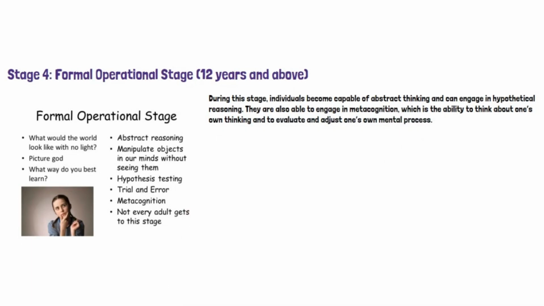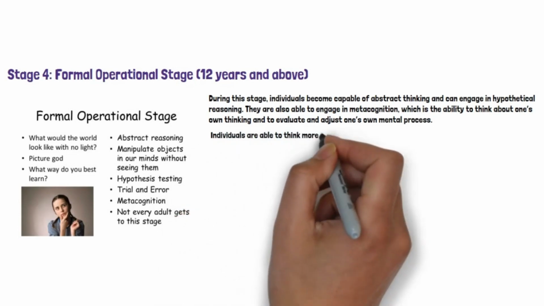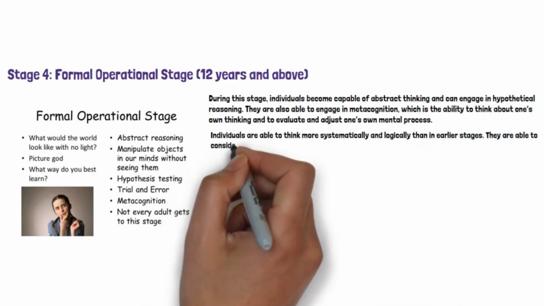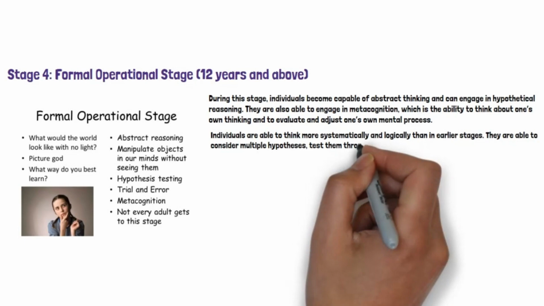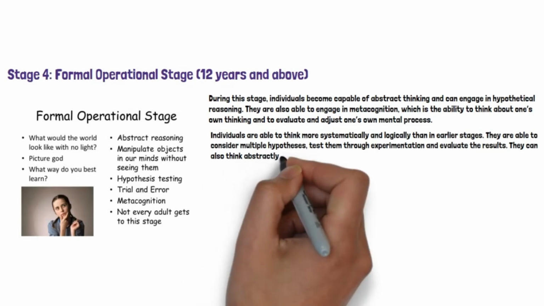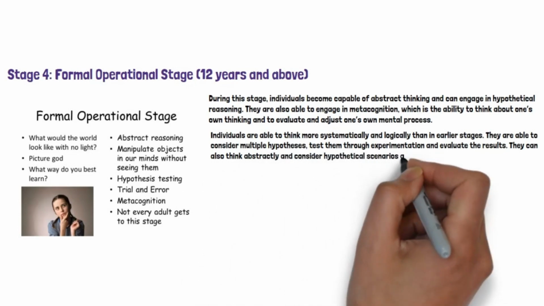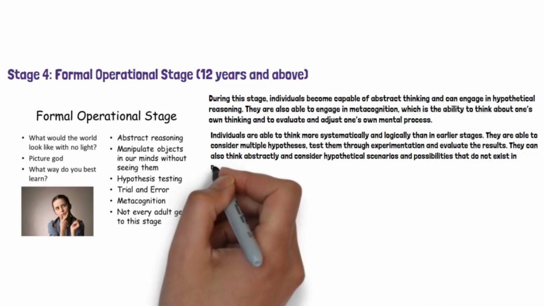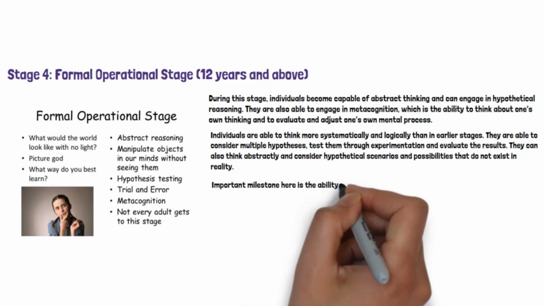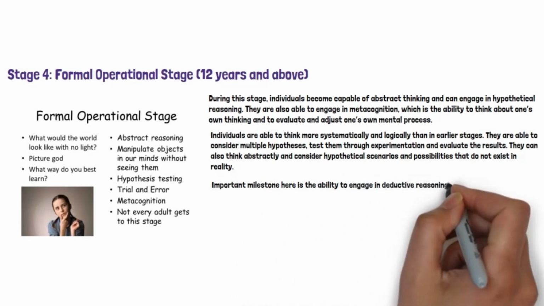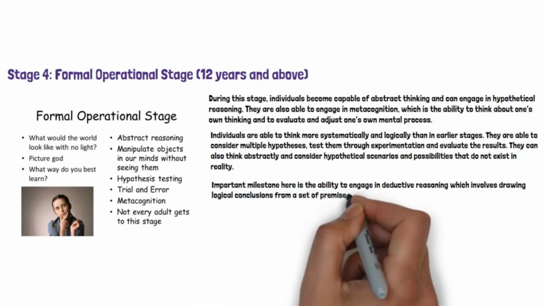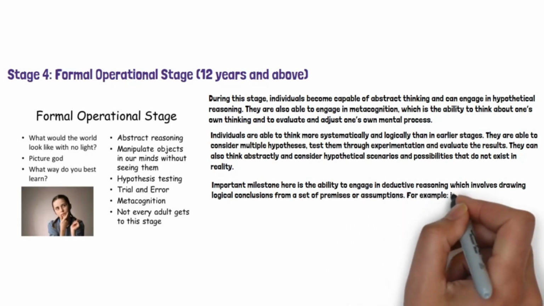They are able to consider multiple hypotheses, test them through experimentation, and evaluate the results. They can also think abstractly and consider hypothetical scenarios and possibilities that do not exist in reality. An important milestone here is the ability to engage in deductive reasoning, which involves drawing logical conclusions from a set of premises or assumptions. For example, if a person knows that almost all cats have fur and that their pet is a cat, they can logically deduce that their pet has fur.